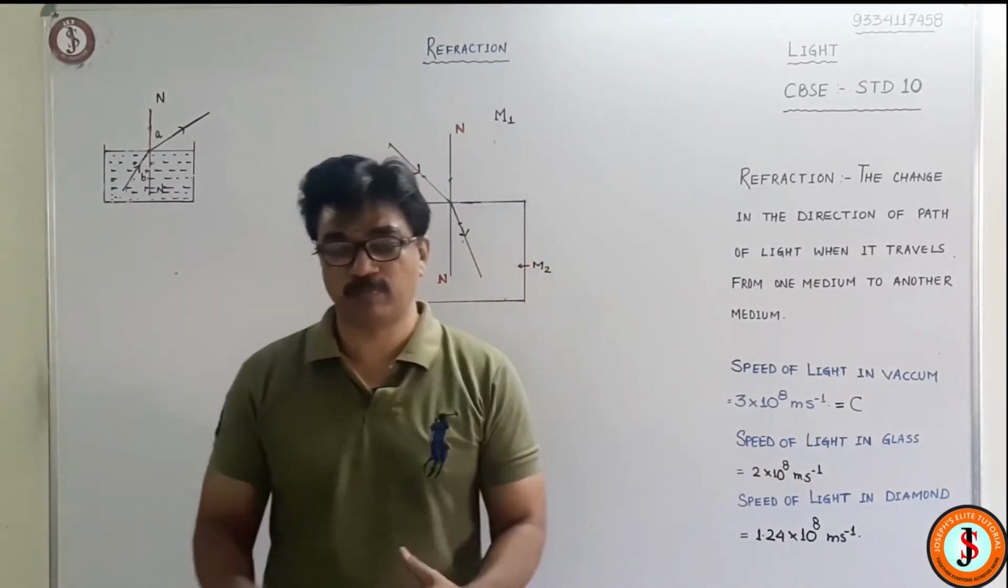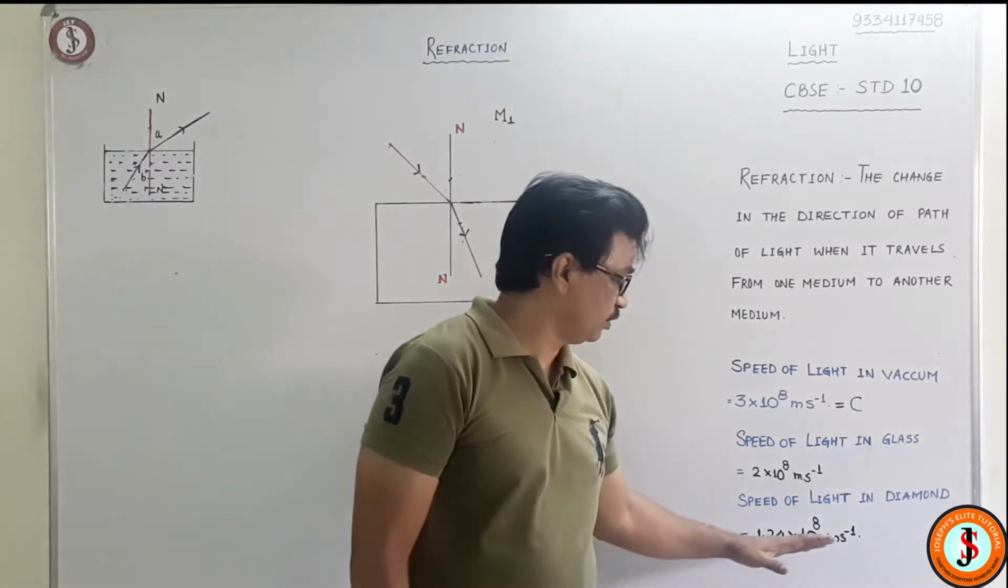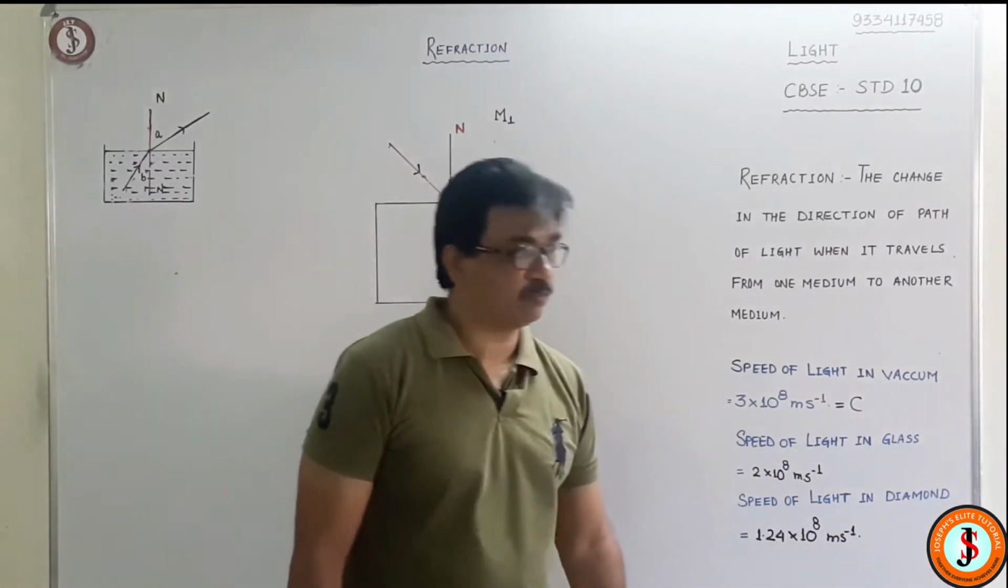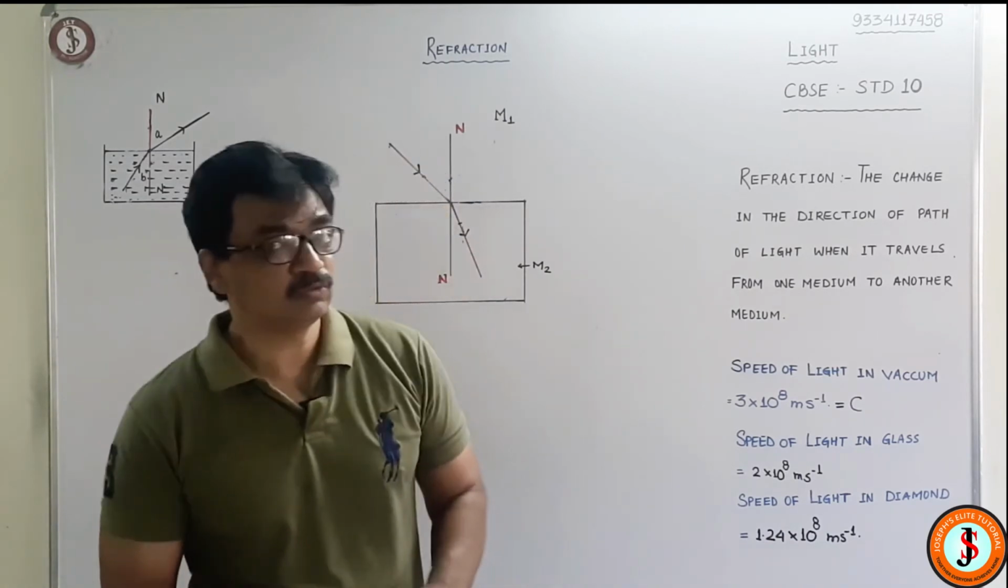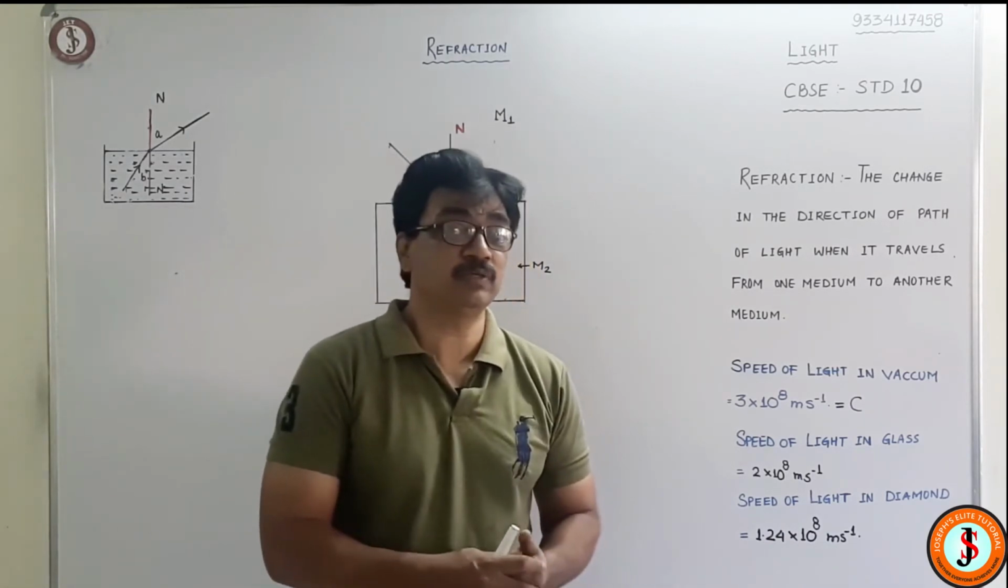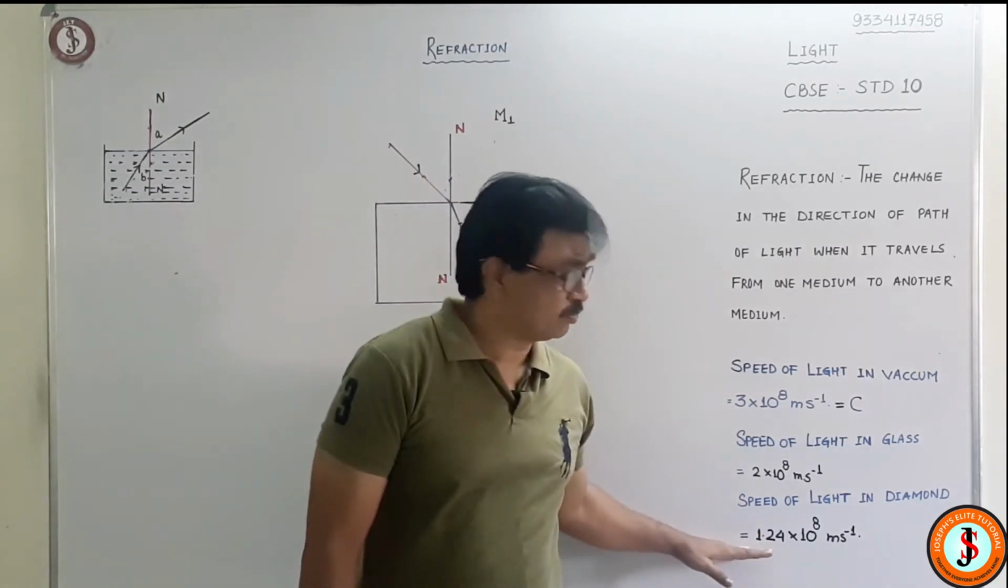Now second, the speed of light in glass is approximately 2 into 10 to the power 8 meters per second, and the speed of light in diamond is 1.24 into 10 to the power 8 meters per second. Now optically denser mediums are those in which relatively the speed of light is slow. So diamond among all these three mediums is optically denser.